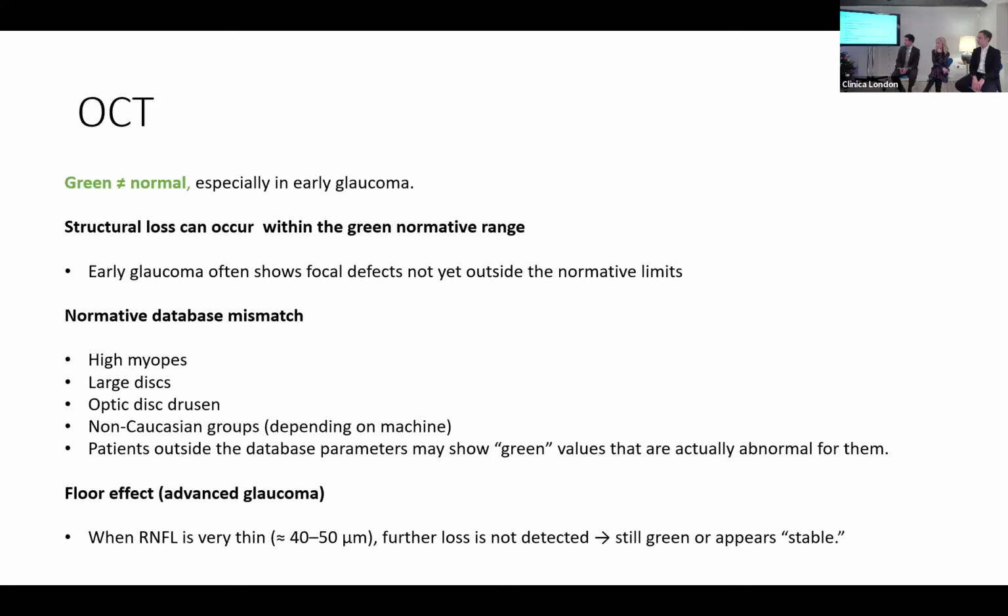The floor effect is quite important to understand. So patients who in particular have advanced glaucoma, and you're looking to see if they're progressing or not, once they reach a certain level of thinness, you may not be able to identify whether it's getting worse or not, and that's because of the floor effect. So it's always important when you're looking at the OCT scan to take information from the visual fields and from your actual examination as well.